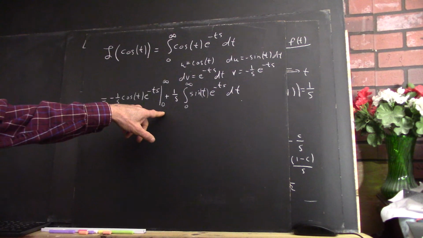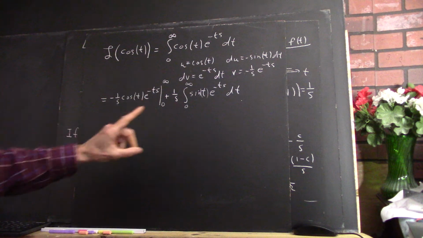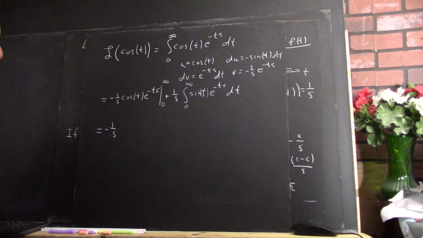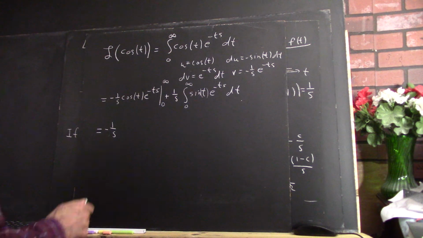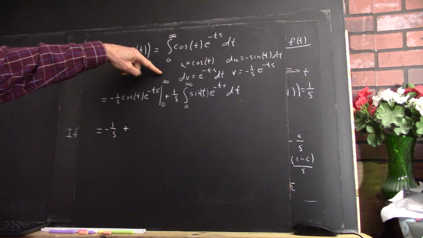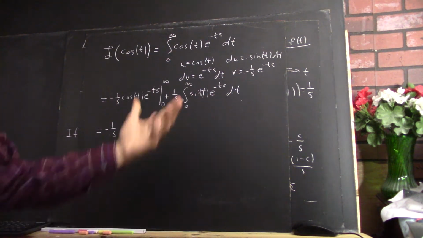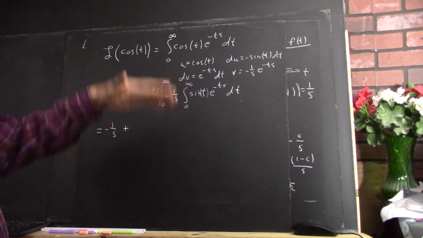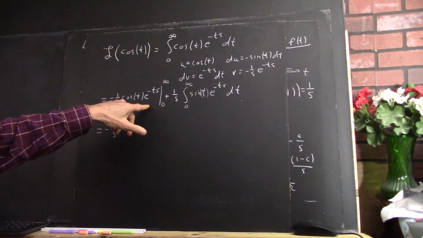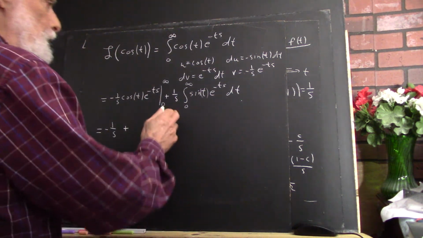When t is 0, e to the negative ts is 1, cosine of t is 1, so we get a negative 1 over s. And then as t approaches infinity, the exponential approaches 0 rapidly. The cosine of t is bounded, so this expression approaches 0. Okay, then we have the integral of this.